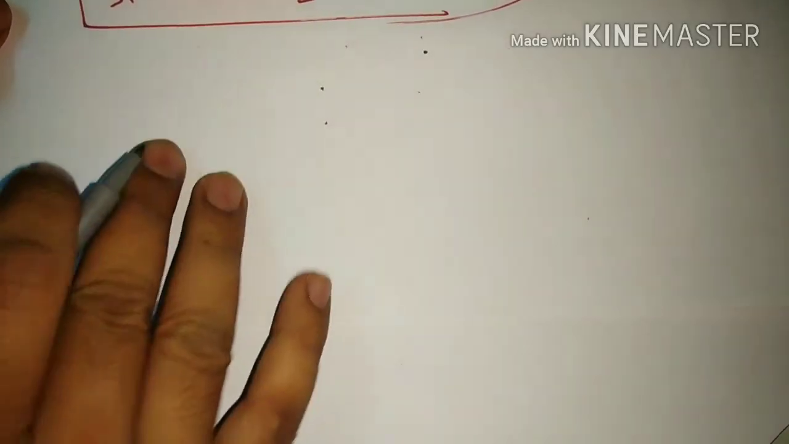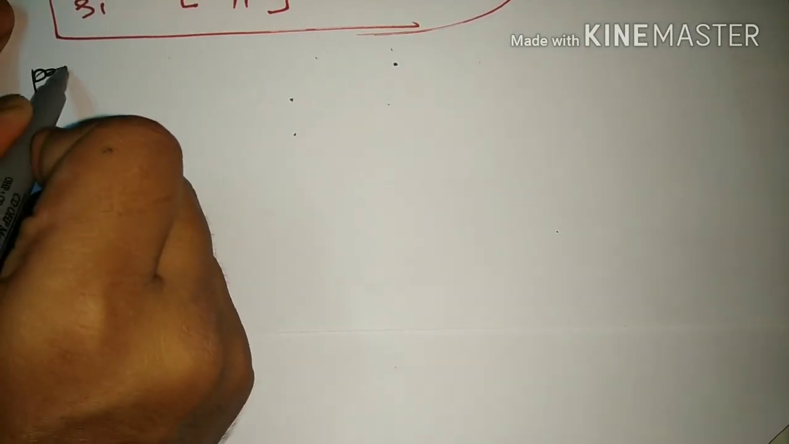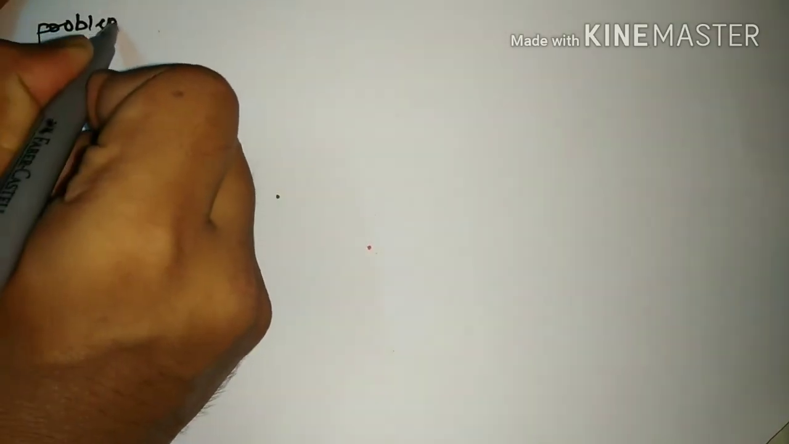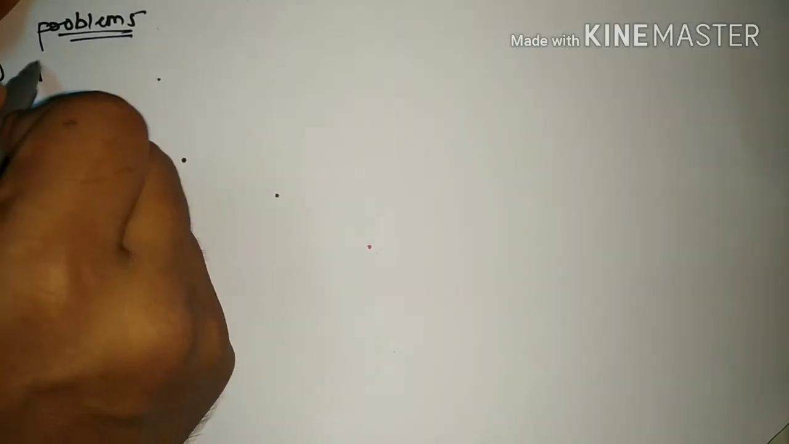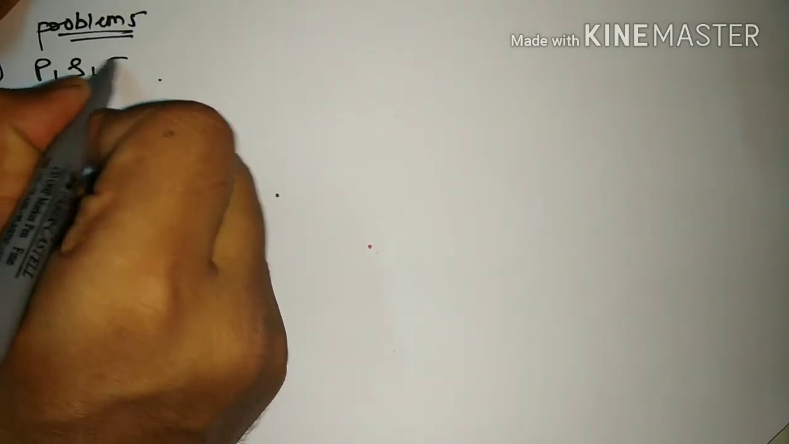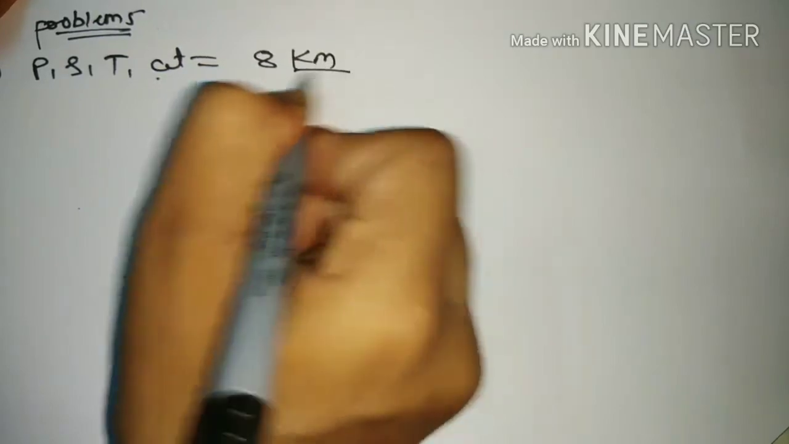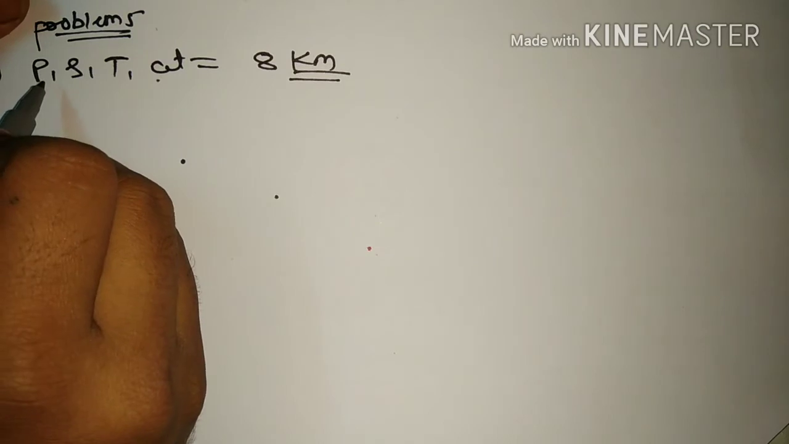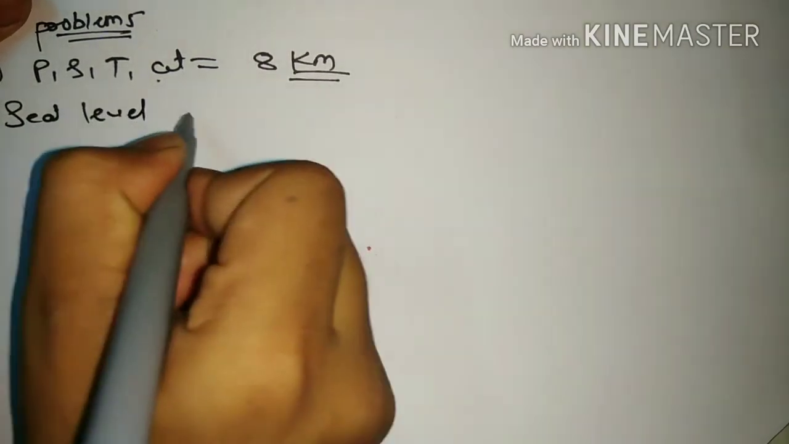Now we have discussed all about the atmosphere, and now the problems. There is an open sheet. Problems. The first problem: find out the pressure, density and temperature at 8 kilometer. So we know the sea level conditions.